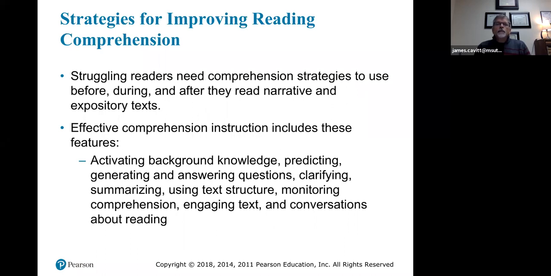Comprehension, draw pictures. These are tell the story, repeat in your own words, those kind of things as you're reading. Those are important to use.